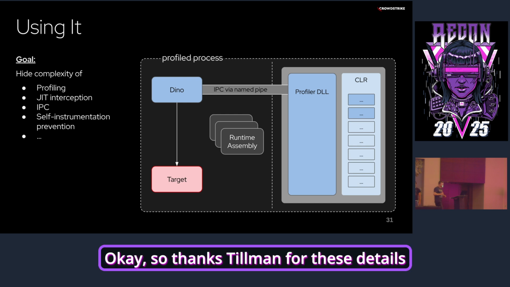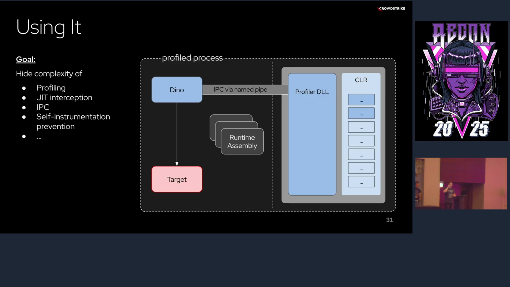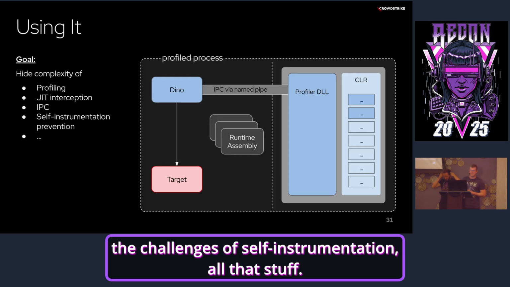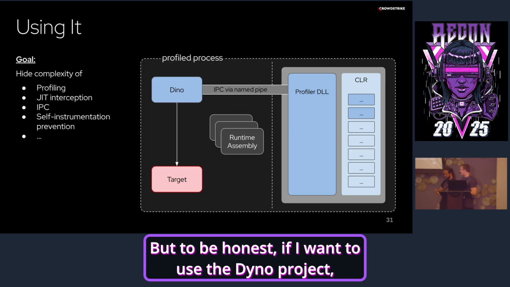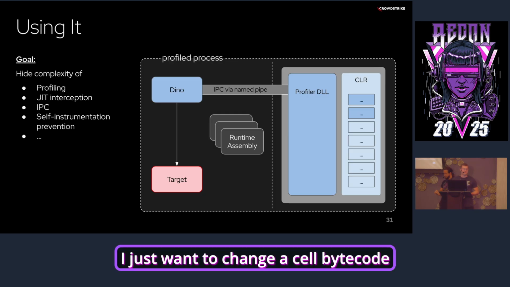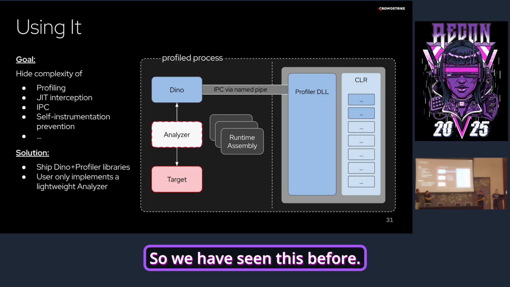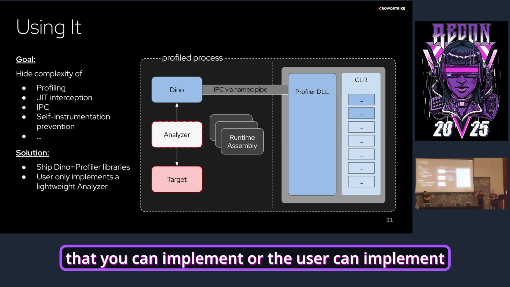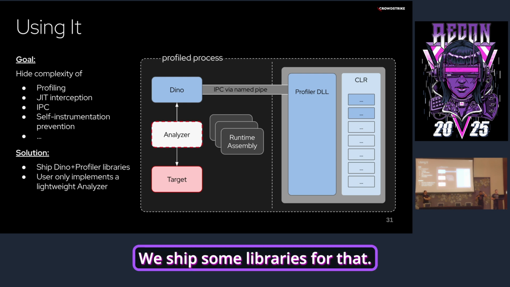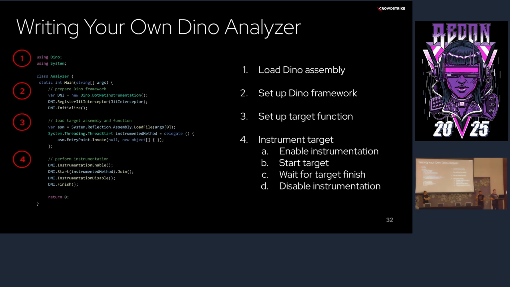So thanks, Tillmann, for these details on .NET internals, profiling, JIT interception, the challenges of self-instrumentation, all that stuff. But to be honest, if I want to use the Dino project, I just want to change IL bytecode the way I want it to change. So we have seen this before. There is a special component, an analyzer, that you can implement or the user can implement. And all the other stuff, we ship some libraries for that. So you don't have to care about all these details.